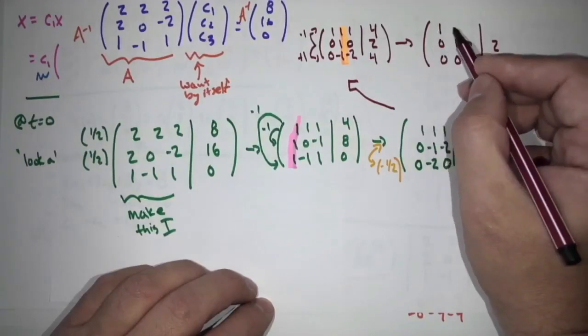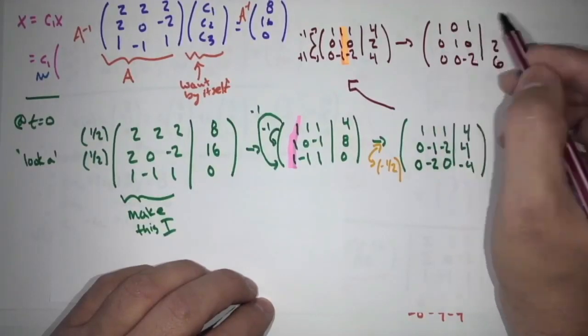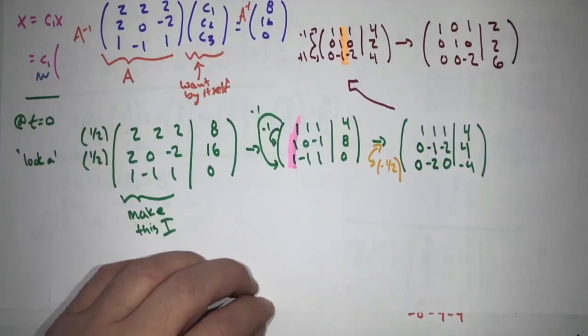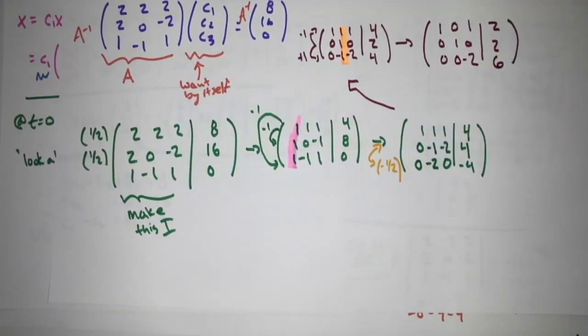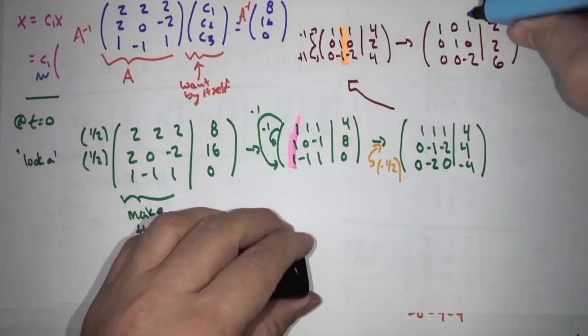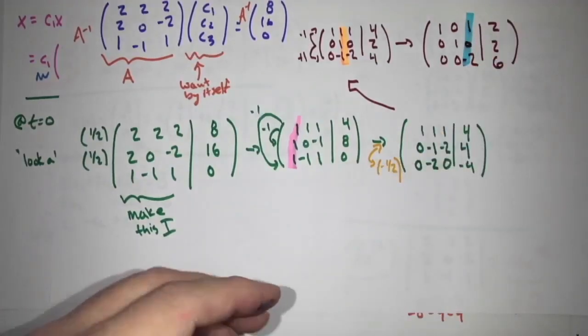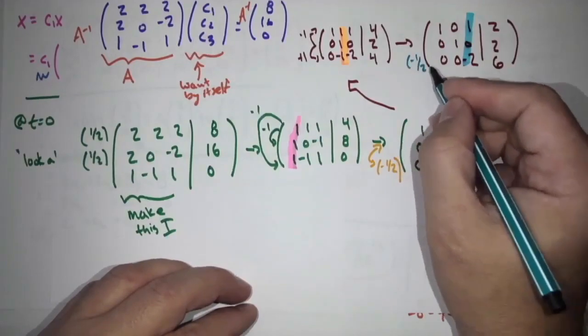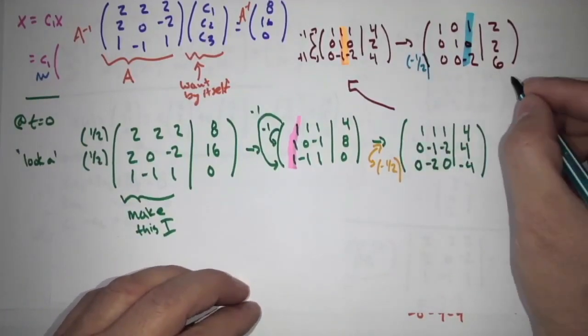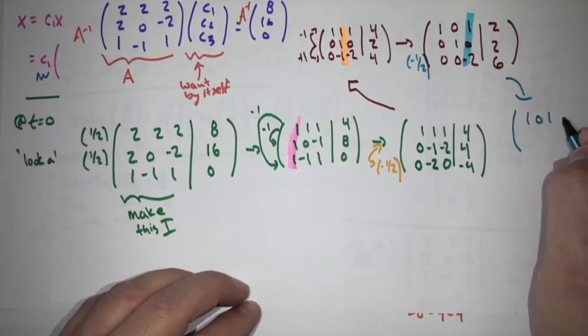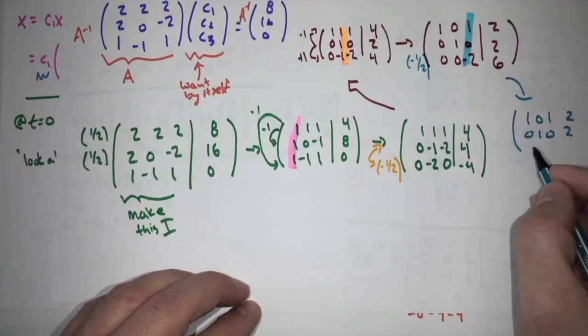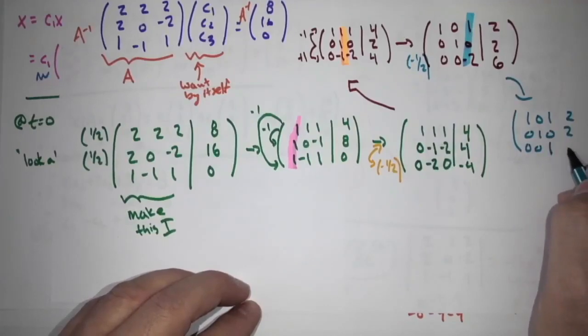What does the top become? 1, 0, 1, 2. All right, we're getting close. What's the next thing we should focus on? So we're on to our third column. If we really want this to be 0, 0, 1. So, okay, multiply the third one by minus a half. 1, 0, 1, 2, 0, 1, 0, 2, 0, 0, 1, and what? Minus 3. We're almost there.